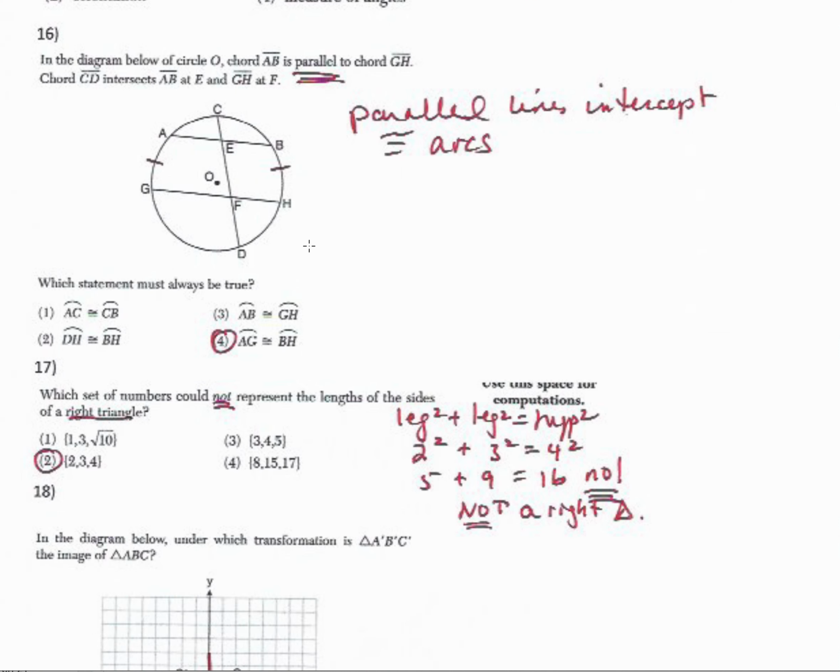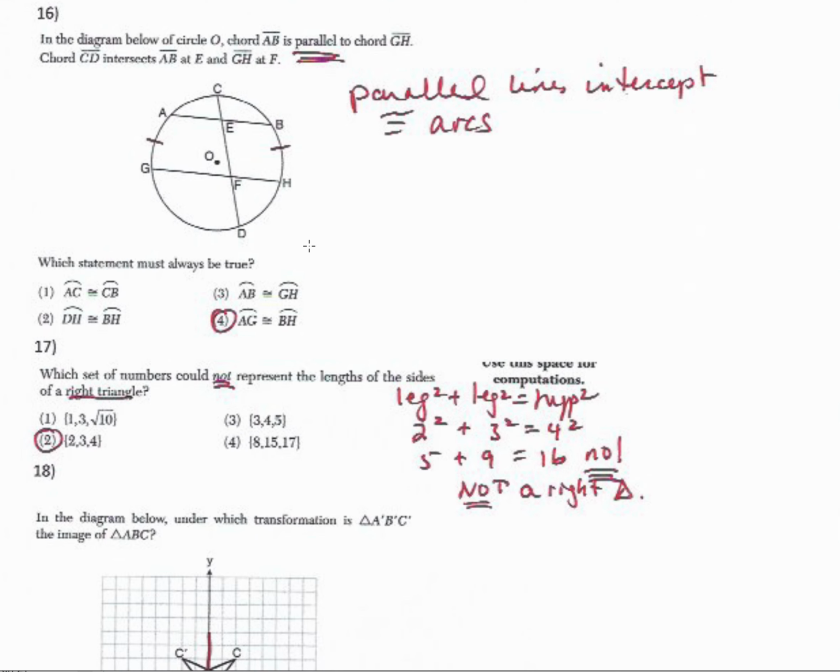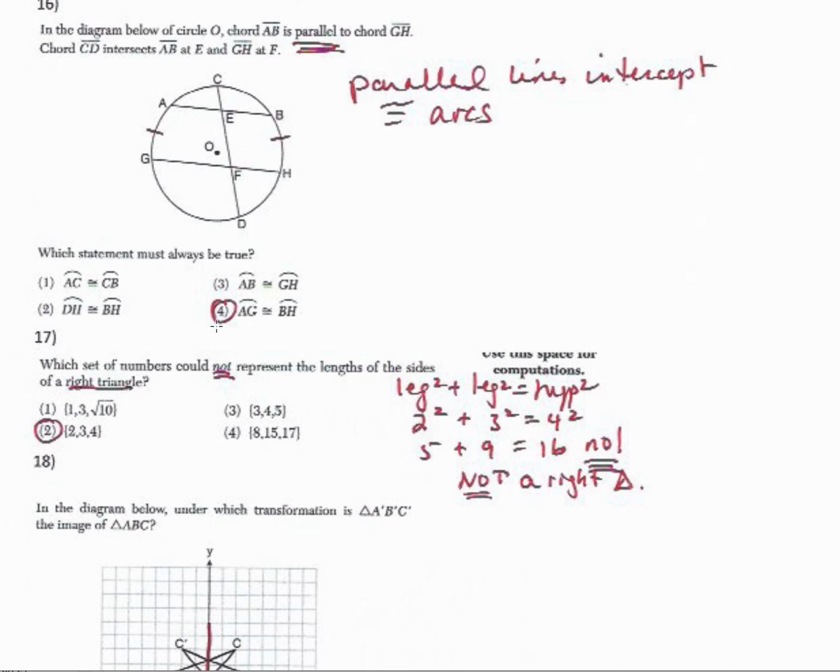Number 16, in the diagram below of circle O, chord AB is parallel to chord GH. Ding, ding, ding. Very important: parallel chords always intercept congruent arcs. So as soon as I know that AB is parallel to GH, AG and BH are congruent. Which statement is always true? Choice 4, AG is congruent to BH.